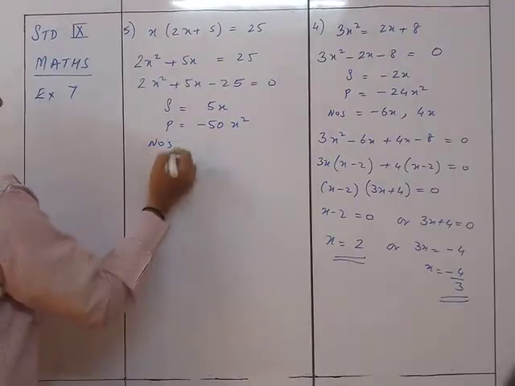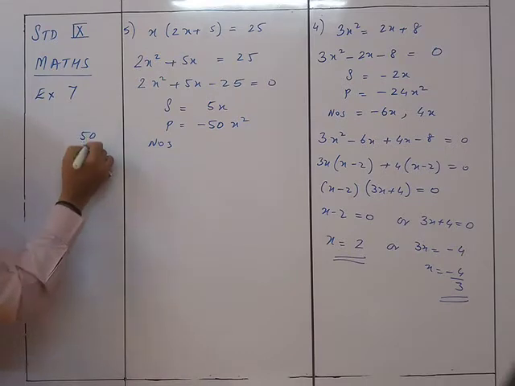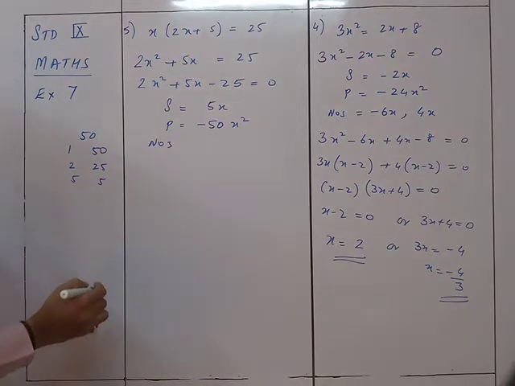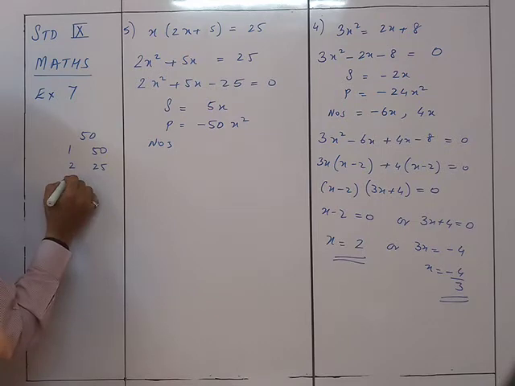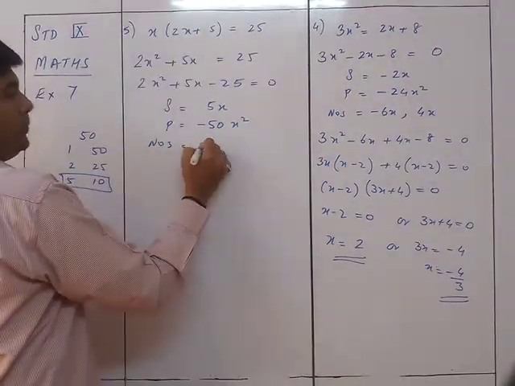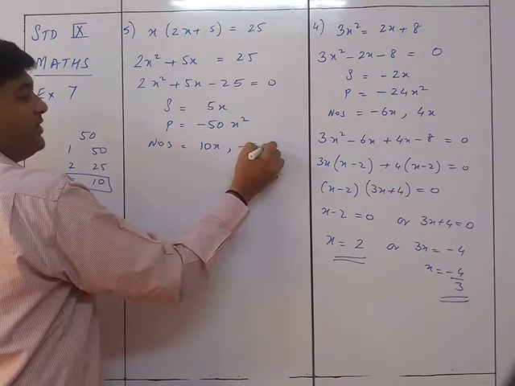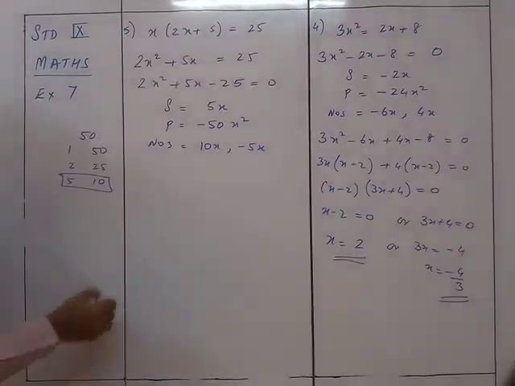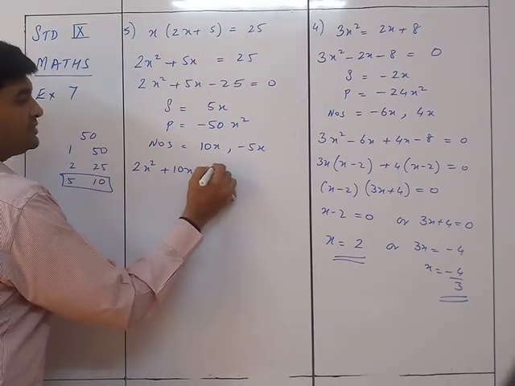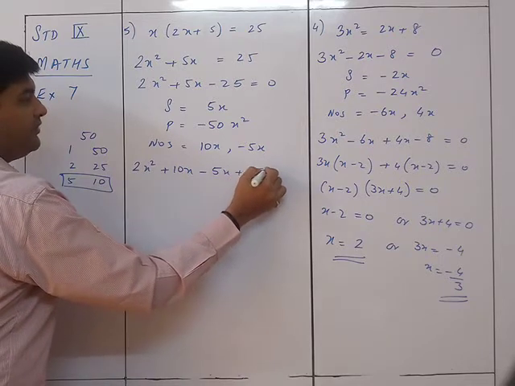So the numbers, we have to split 50 into 2 parts. 50 will be 1 into 50, 2 into 25, 5 into 5. I missed out one thing, that will be 5 into 10. Right, so this is 5 into 10, which is going to be our numbers. I want it to be plus, so plus 10x minus 5x. So that will be 2x square plus 10x minus 5x minus 25 is equals to 0.